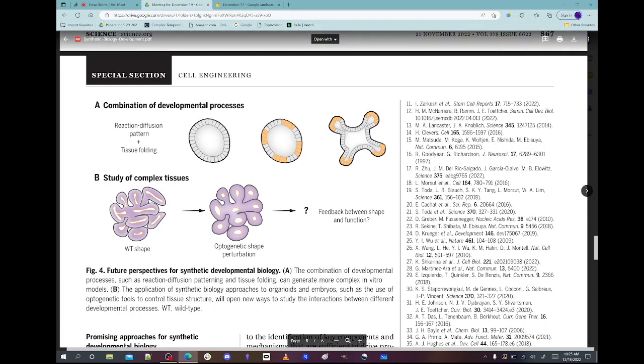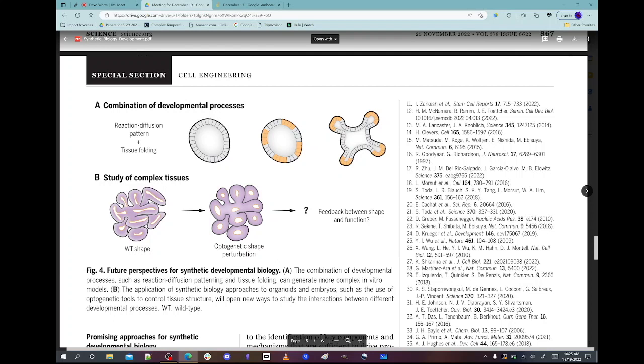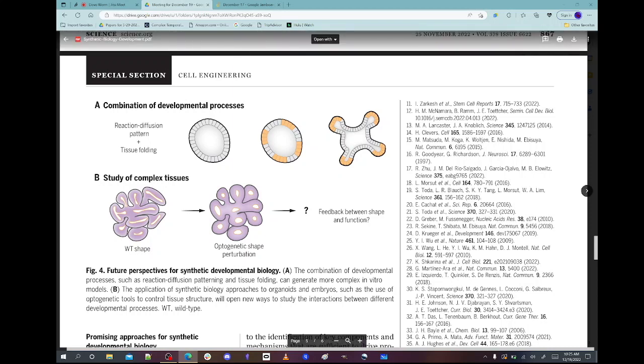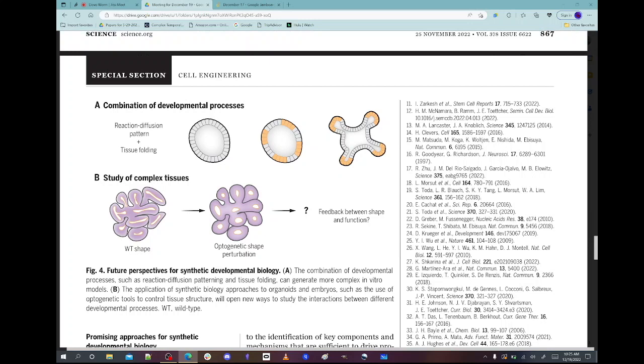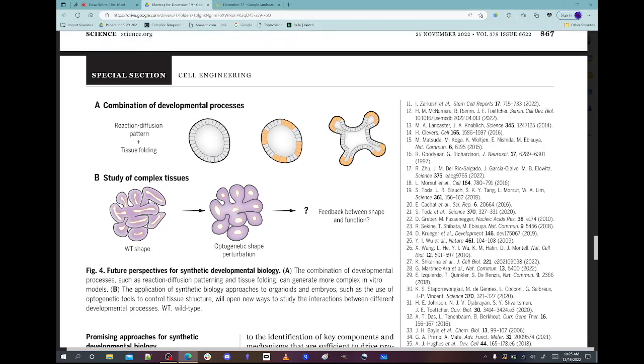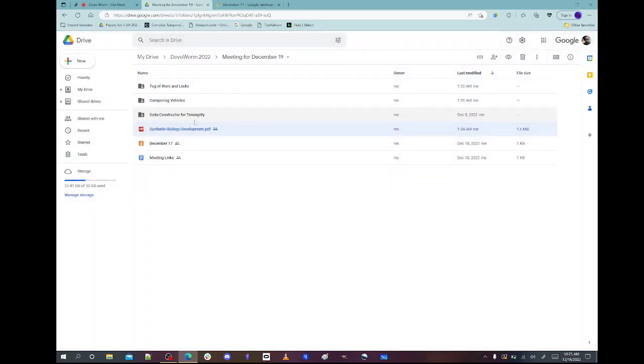But you can also study complex tissues. So you can actually look at a wild type shape of a tissue. You can perturb the shape using optogenetics. And you can actually ask the question, what are the feedbacks here? How does shape get informed by function? As you're using your optogenetic probe, you're actually probing the function of this tissue. So what is the effect of this function on tissue? And you can do this in a controlled manner. So this is valuable for both building morphogenesis and probing morphogenesis. Okay, so that's that paper.